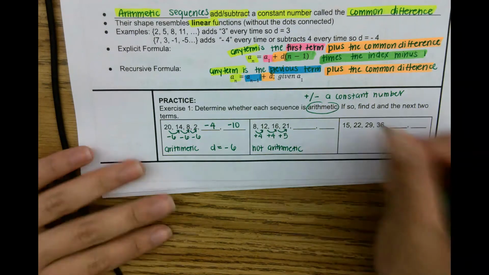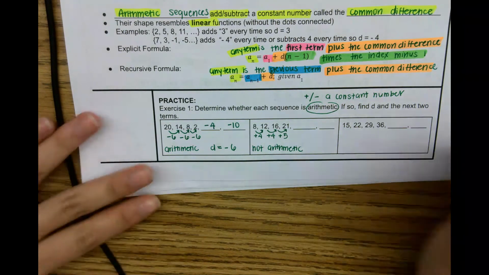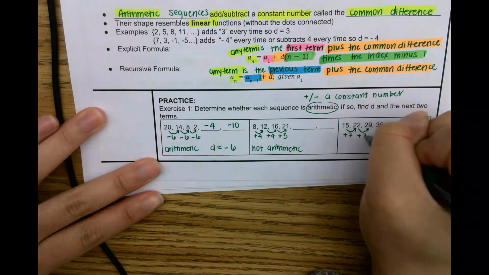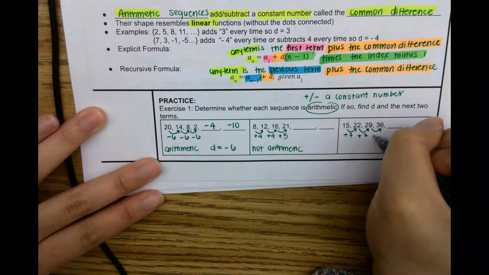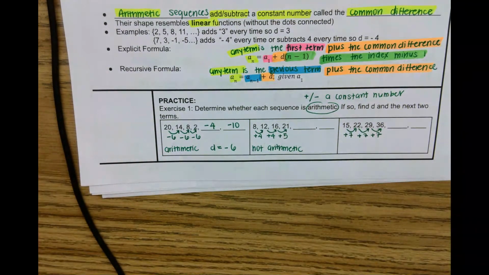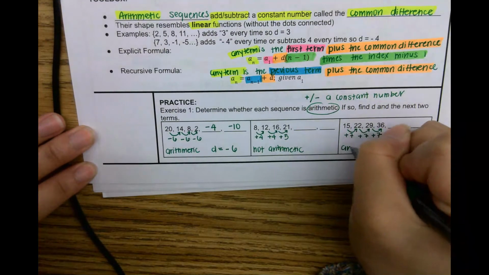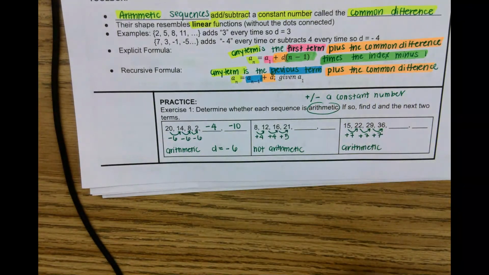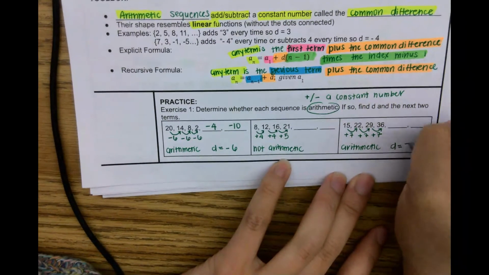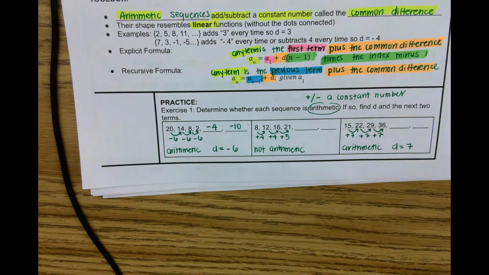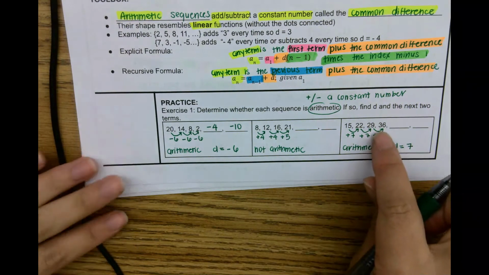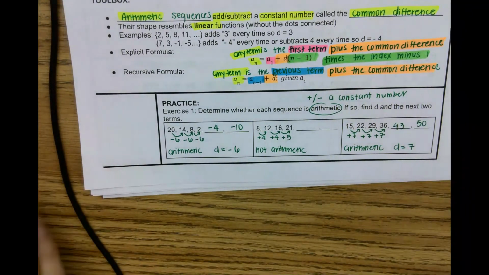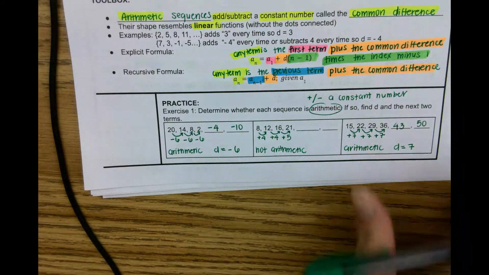Let's try this one. Okay. 15 to 22, what happened? Oh, we're adding 7. 22 to 29, oh, we're adding 7. 29 to 36, oh, we're adding 7. Is this arithmetic? Yes, it is. Okay, the reason why is because we are adding a constant number. This constant number that we are adding is 7, so my common difference is 7. To get my next term, I just need to keep going, right? 36 plus 7 is 43. 43 plus 7 is 50. And now I got my next two terms. Okay. So let's flip here.